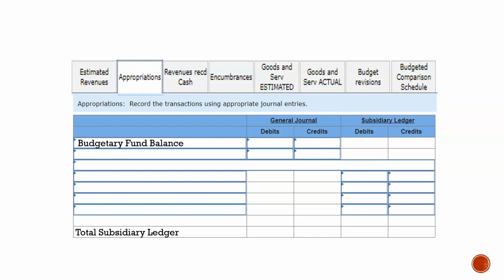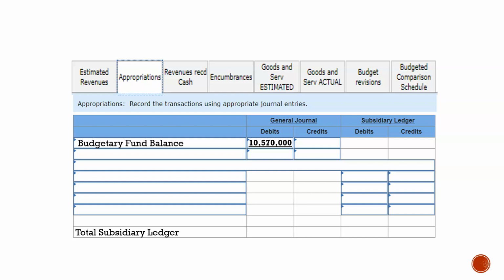So moving on to appropriations, again, you're just going to take the information that you had in your fact pattern. So what are we doing with appropriations? Well, they're kind of like estimated expenses. We have authorized that we're going to spend this much. We can spend up to this much. We have appropriated this much of our funds to be able to spend on whatever purpose it is that we're spending it on. So we're going to debit our budgetary fund balance at this point.